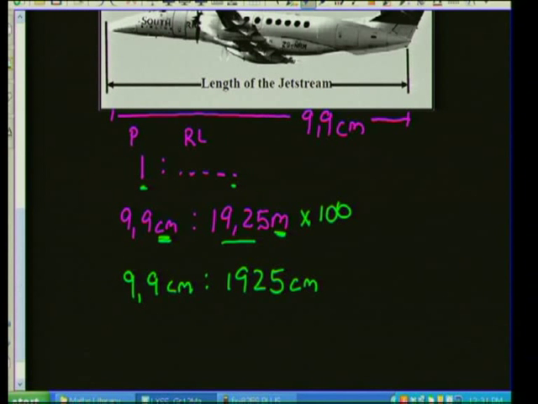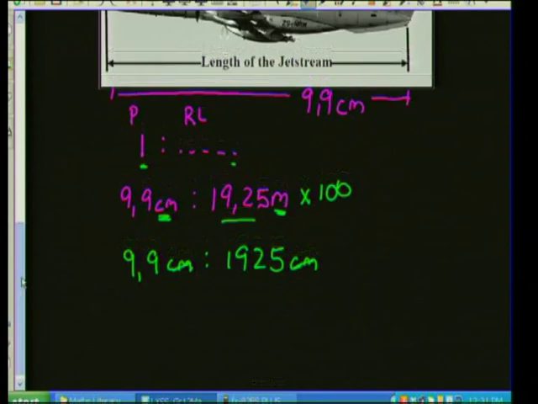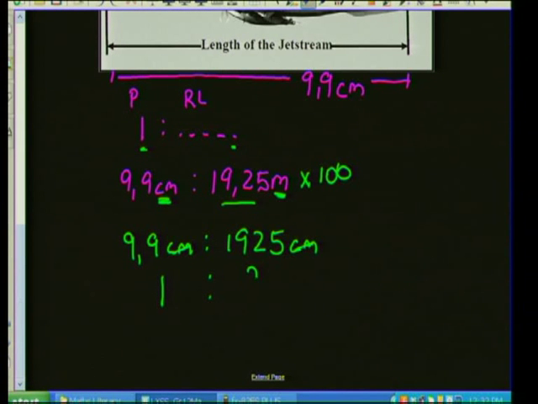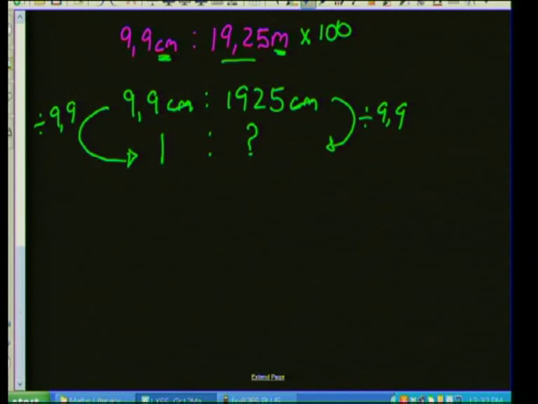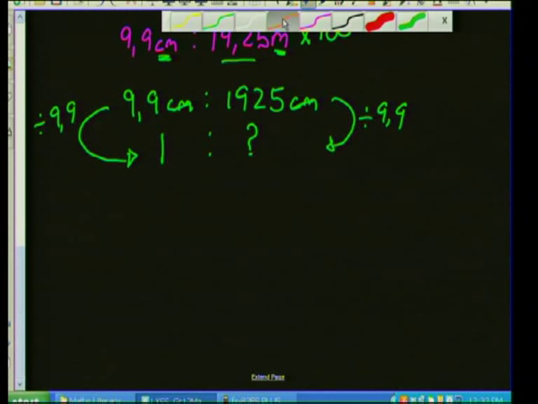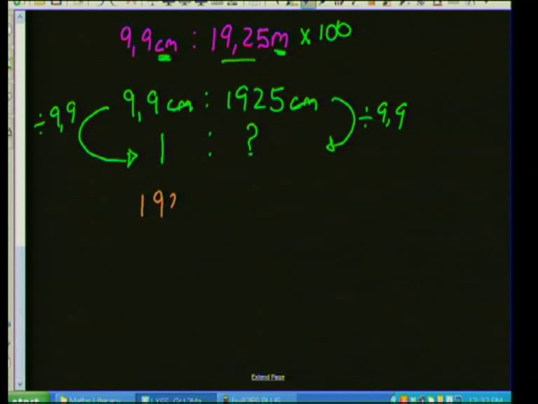Once I have the centimeters, I can actually ignore them. Now I want to reduce this to 1. And that's my question mark. This is a ratio. What do I do to 9.9 to get 1? I divide it by 9.9. So I'm going to do the same thing on the other side. I'm going to divide by 9.9. Because they want us to show working, we're going to do the sum. We're going to say 1925 divided by 9.9, and we're going to get our answer.